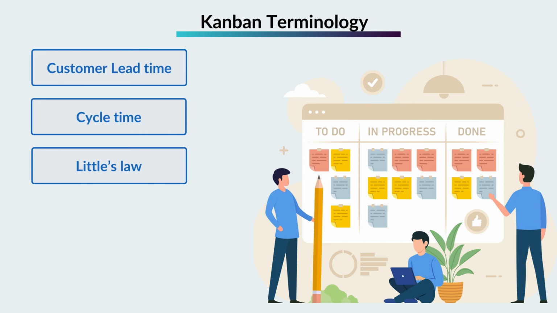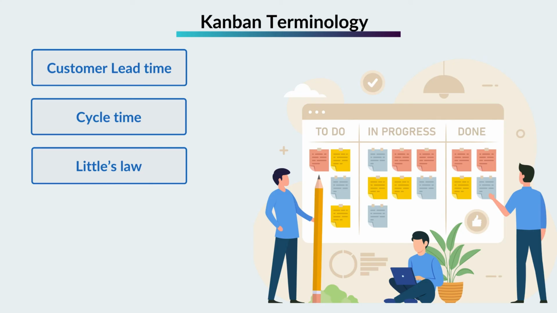Cycle time, the time difference between two successive deliveries. If the team delivers 10 items in 5 days, then the cycle time equals time taken / items delivered, which will be 0.5 days, and the throughput would be 2 items per day.